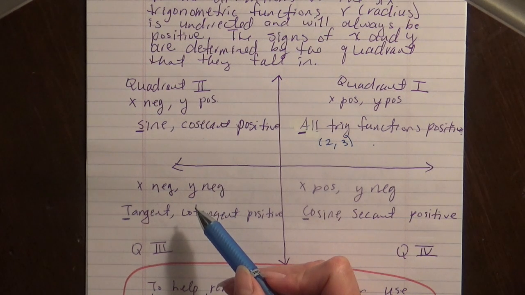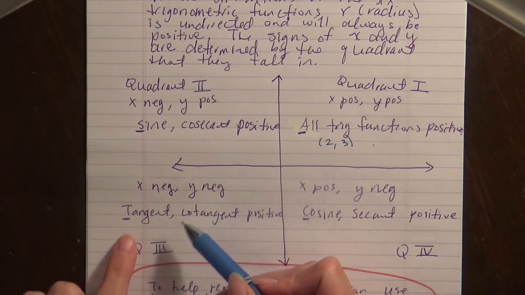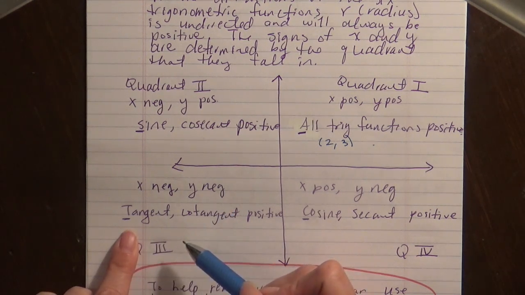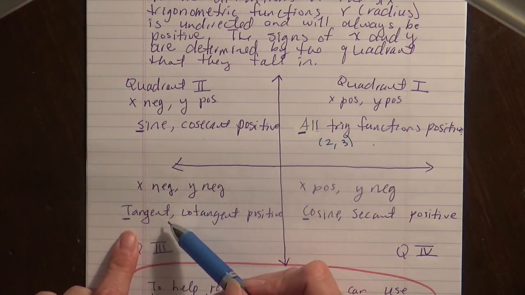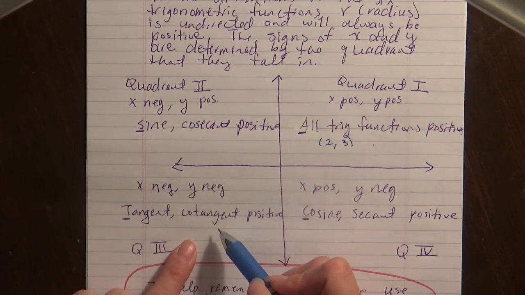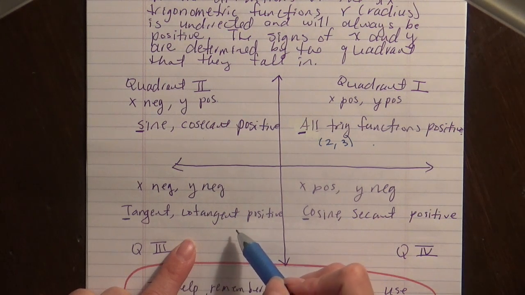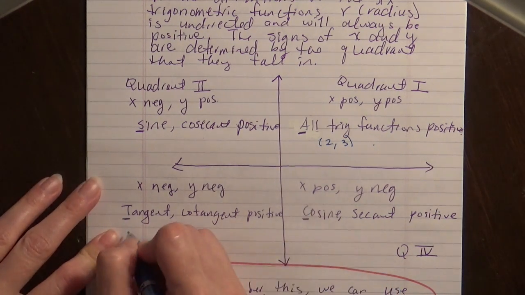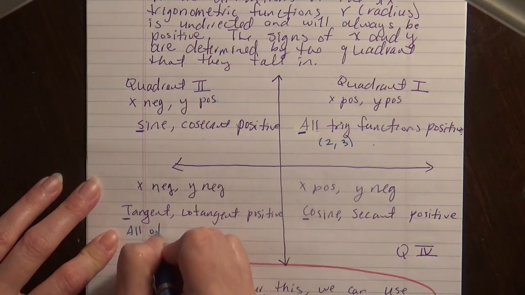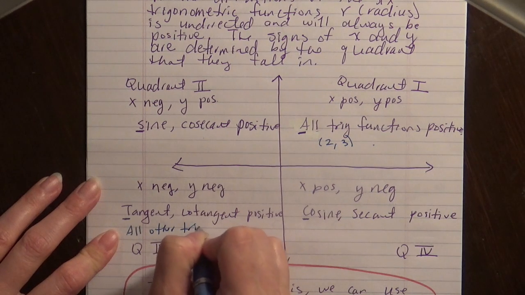Okay, if the x's and the y's are both negative, then the only trig function that's going to be positive is going to be the tangent, because that's y over x. So negative over a negative would give you positive. So if your angle is in quadrant 3, tangent's positive, and since cotangent is the reciprocal, it's also positive. But they're the only ones. All the rest are negative. So maybe put in a note here that all other trig functions are negative.